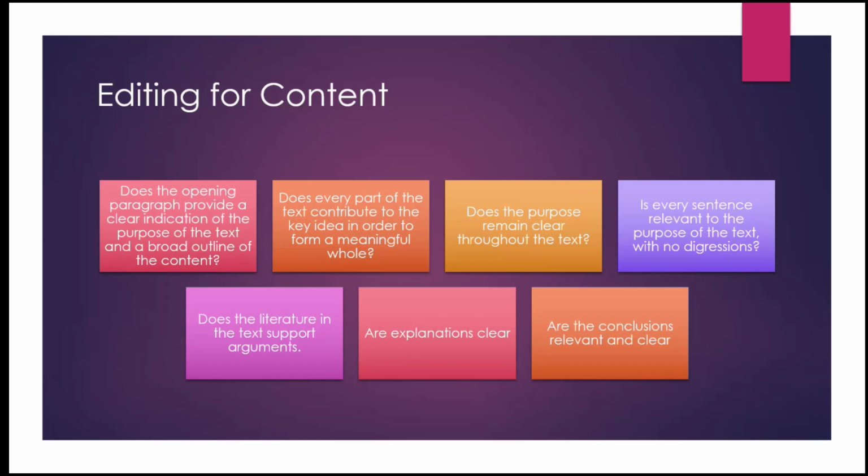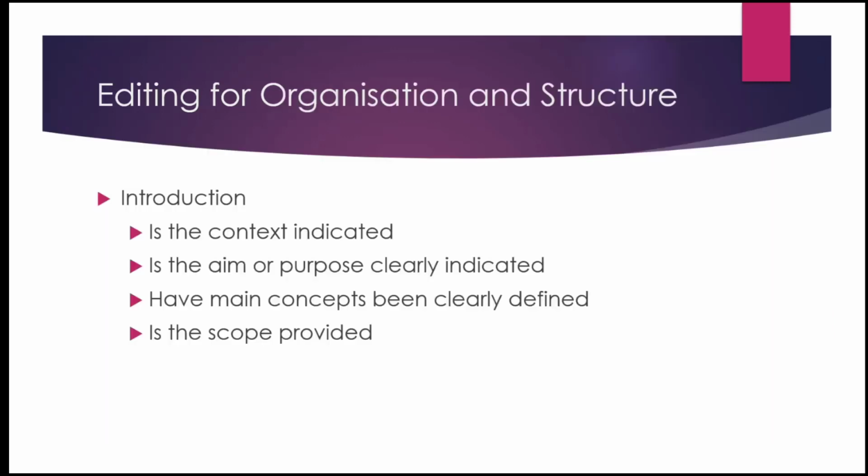If you can have a tick for each of these boxes, then you can definitely guarantee that you have effectively edited your work for content. The next important step, once you are done editing your content, is to edit for structure. Here we're looking at the structure of an AC. But editing for structure depends on the type of work that you are doing. If it's a scientific report, you'll be looking at different things. If it's a business report, you'll be looking at different things.